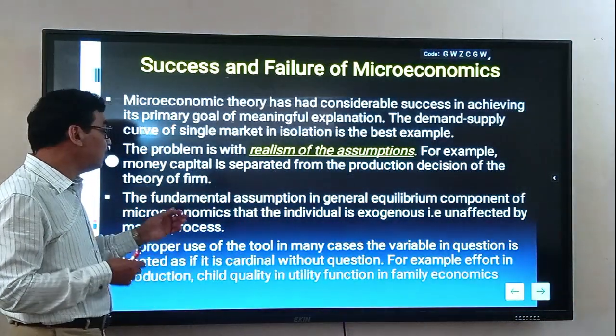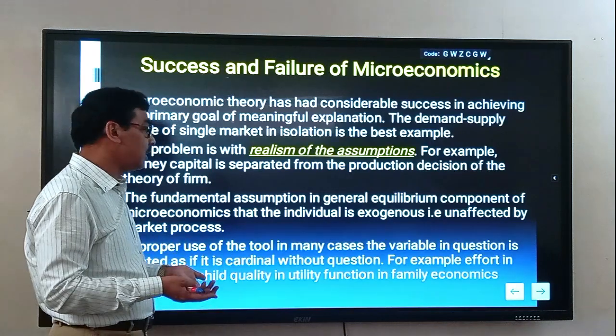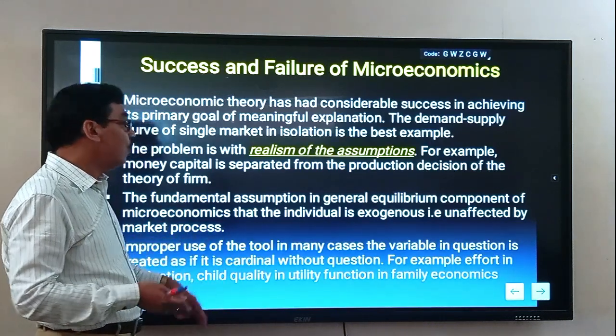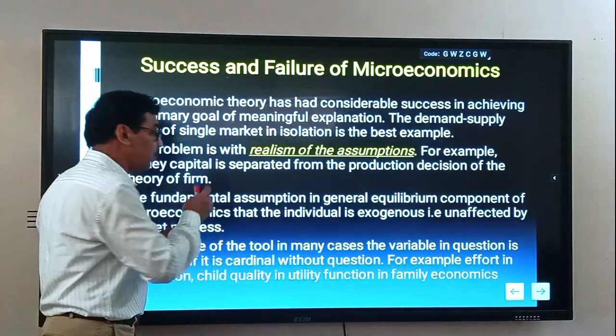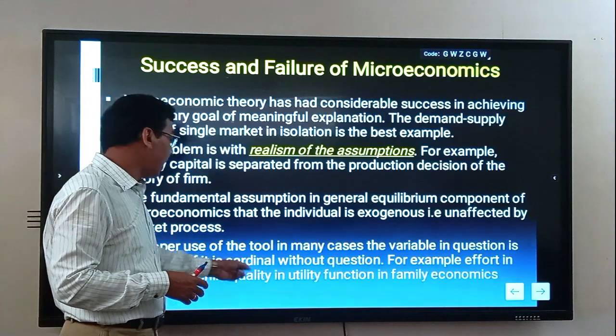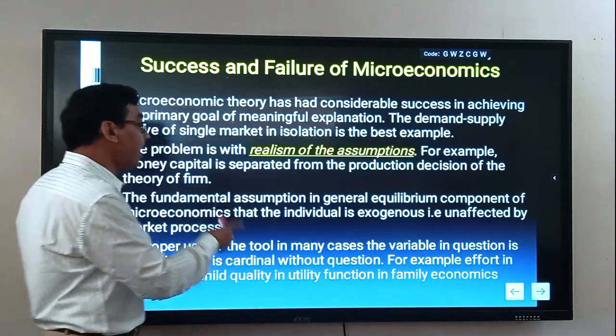So, improper use of the tool: in many cases, the variable in question is treated as if it is cardinal without question. This is very, very important. For example, effort in production, size, quality in the utility function, and family economics.